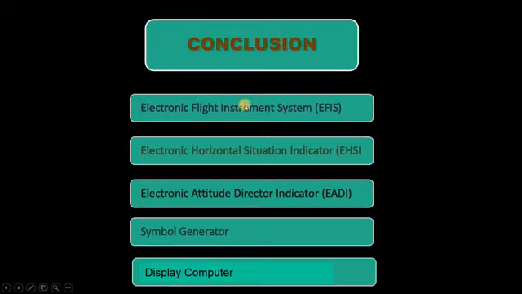At the end, now we conclude our lesson. In our conclusion, today we have discussed the electronic flight instrument system. In the electronic flight instrument system, we discussed the EHSI and the EADI, which are the main parts of the system. These EHSI and EADIs get information from the symbol generators, and symbol generators provide good symbols related to the aircraft systems, which are displayed in the form of EADI or EHSI.